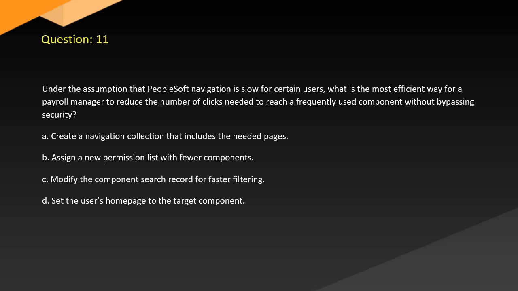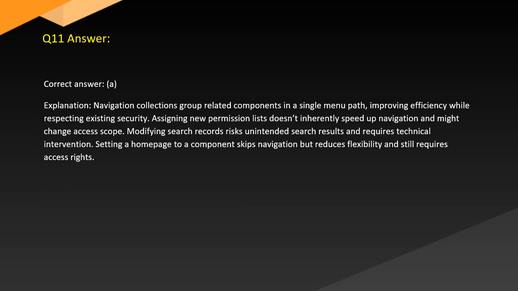Question 11. Under the assumption that PeopleSoft navigation is slow for certain users, what is the most efficient way for a payroll manager to reduce the number of clicks needed to reach a frequently used component without bypassing security? A. Create a navigation collection that includes the needed pages. B. Assign a new permission list with fewer components. C. Modify the component search record for faster filtering. D. Set the user's homepage to the target component.